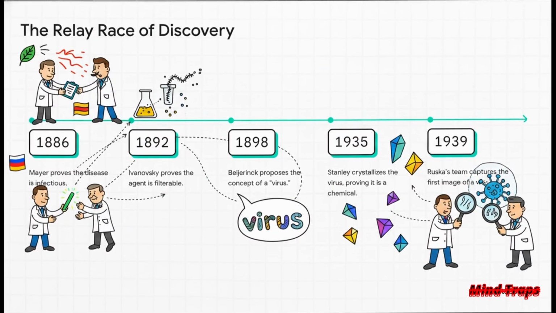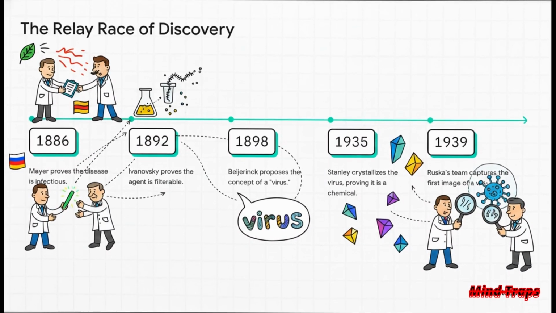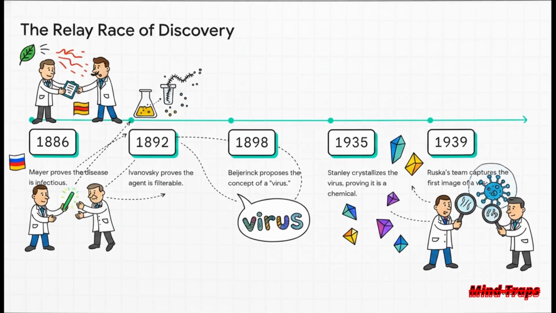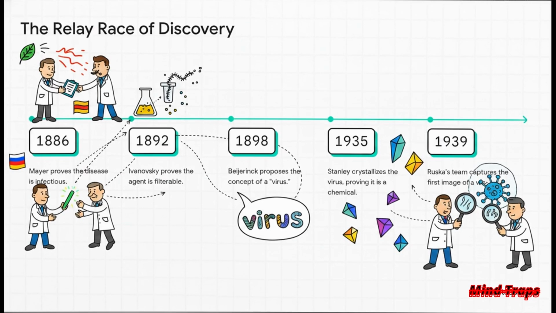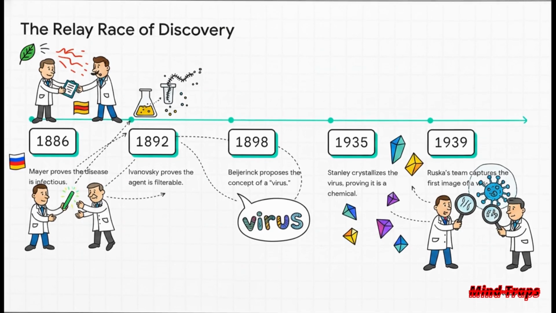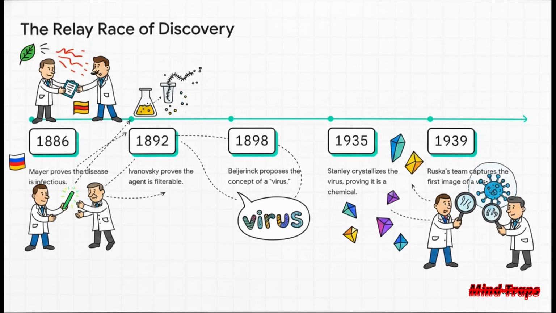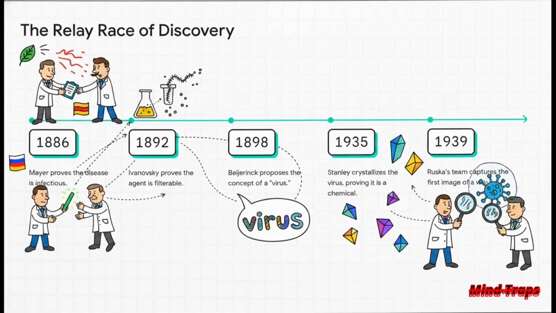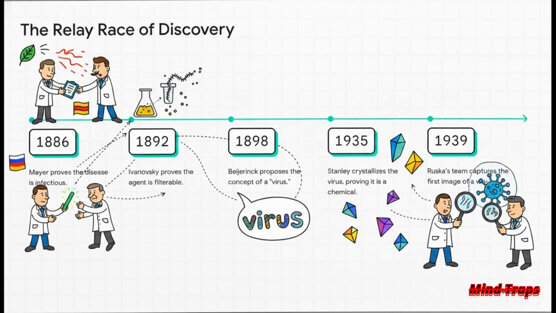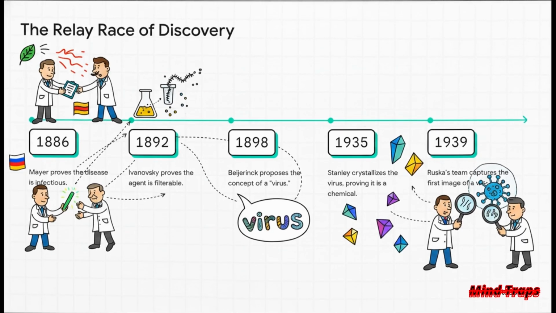And you really have to appreciate that this wasn't just one person's discovery. Not at all. It was more like a scientific relay race that spanned over 50 years and crossed multiple countries. Each scientist handed the baton to the next. Mayer proved it's contagious. Pass. Ivanovsky proved it's filterable. Pass. Beijerinck gave it a name. Pass. Stanley proved it's a chemical. Pass. And then finally, in 1939, a team in Germany took the final lap.